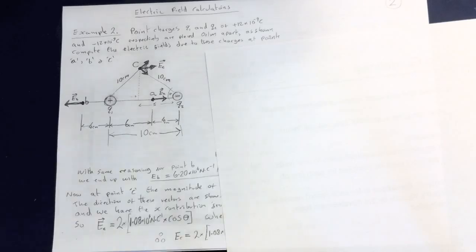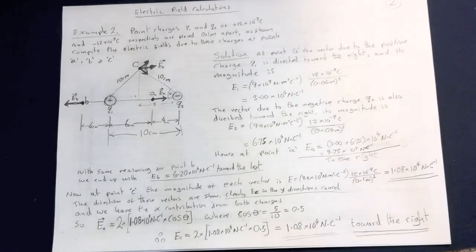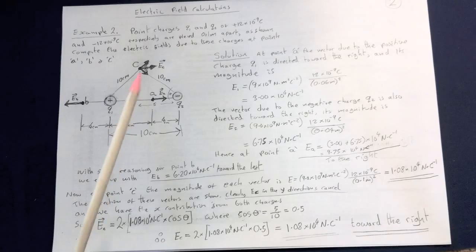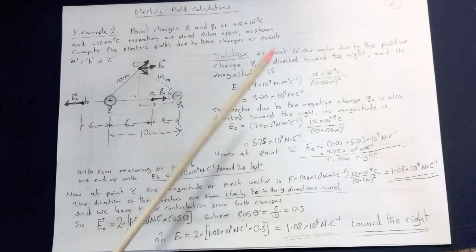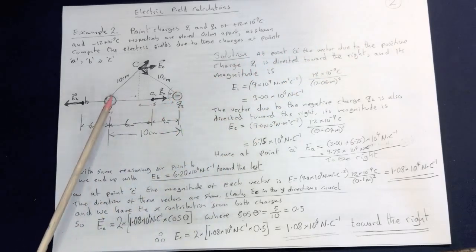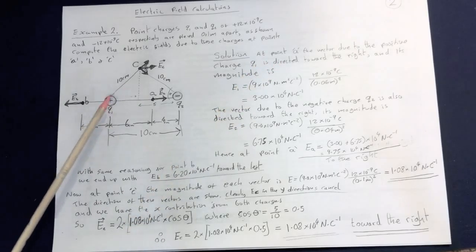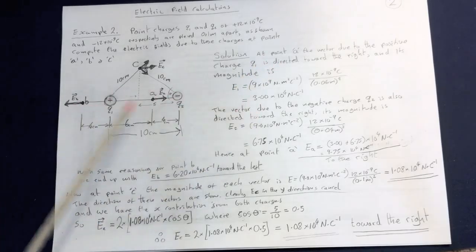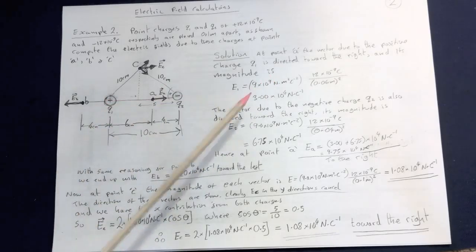Okay, let's go through it. Okay, the solution at point A. So let's look at point A first. Let's work out what point A is. At point A, the vector due to the positive charge Q1 is directed towards the right. So this charge here is pushing that towards the right, okay? In other words, when we've got a positive charge, we're saying that the force is in this direction, so the field is in this direction, because that's positive, is pushing that.